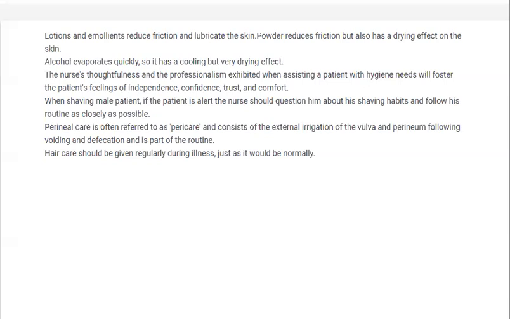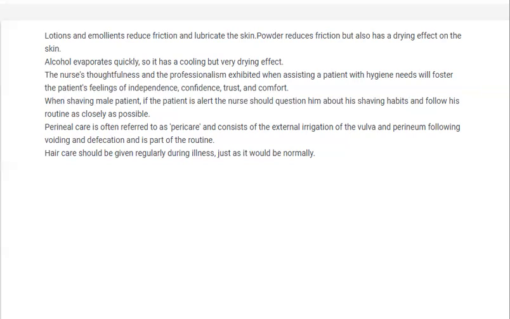The nurse's thoughtfulness and the professionalism exhibited when assisting a patient with hygiene needs will foster the patient's feelings of independence, confidence, trust, and comfort. When shaving a male patient, if the patient is alert, the nurse should question him about his shaving habits and follow his routine as closely as possible.